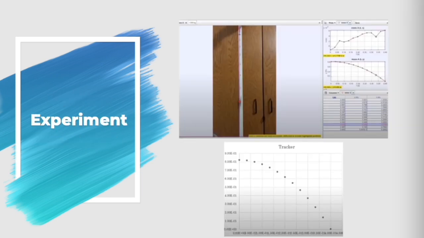So for this experiment, I dropped the cap of a marker, which in this case would be the system, and the surroundings would be the Earth, which had the weight force acting on the marker cap, and the surroundings would also have the drag force acting upon the object. After recording everything in the tracker software, you can see the position for the object on the graph on the bottom shows a parabolic shape.